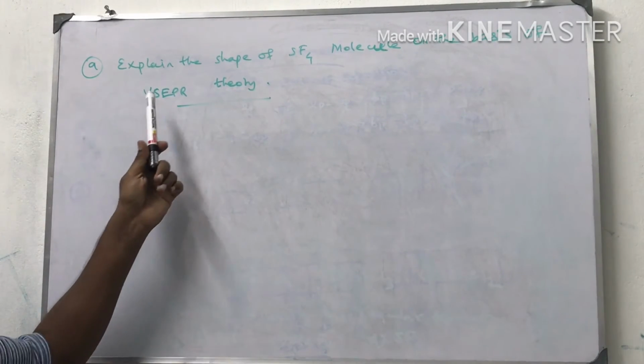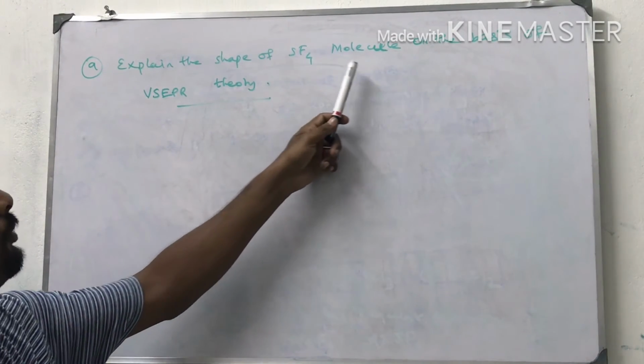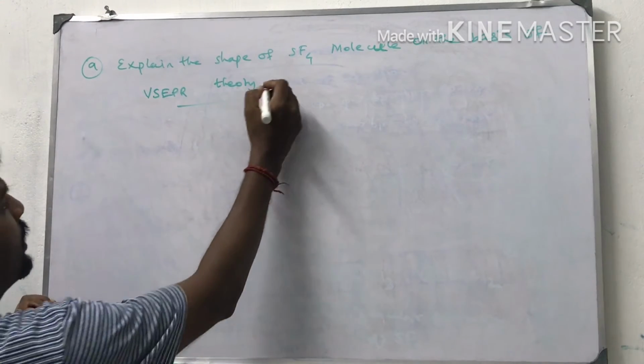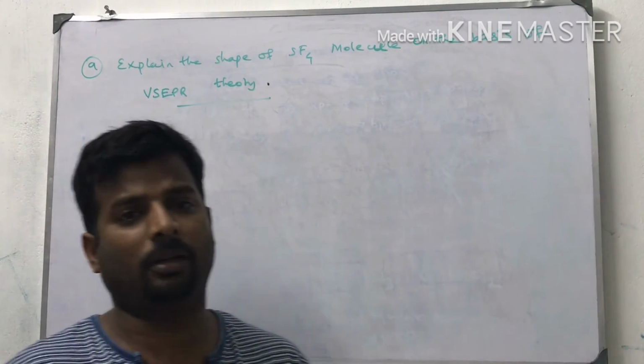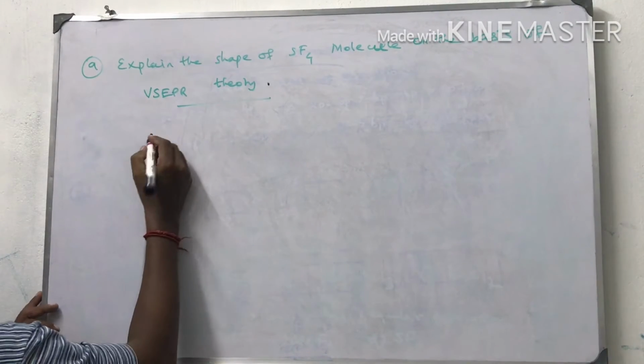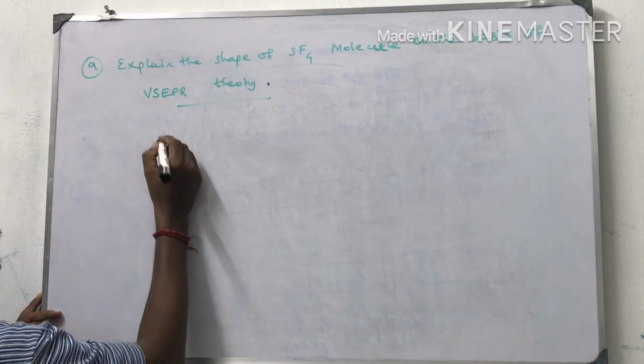Dear children, one more question. Explain the shape of SF4 molecule on the basis of VSEPR theory. VSEPR theory is a very important theory. That's why I am doing one more problem. SF4.